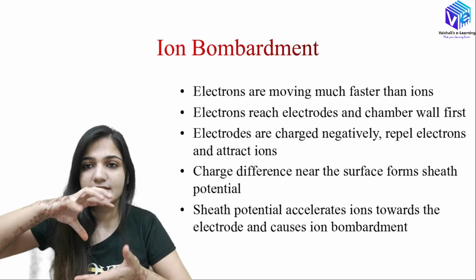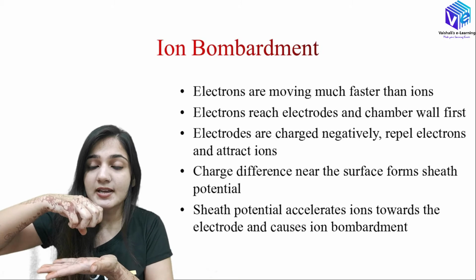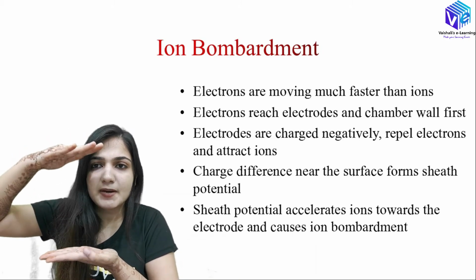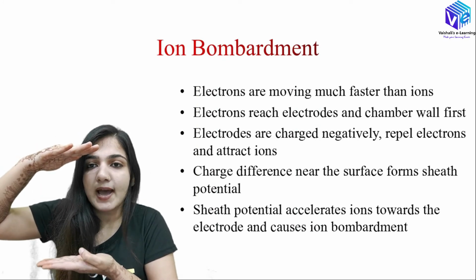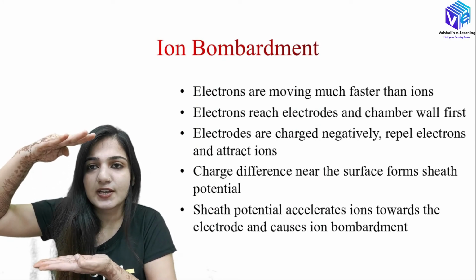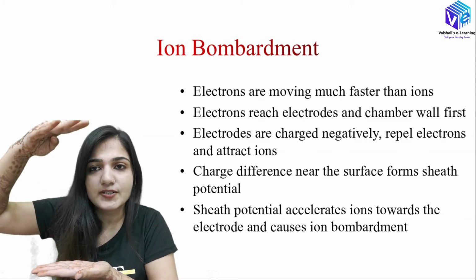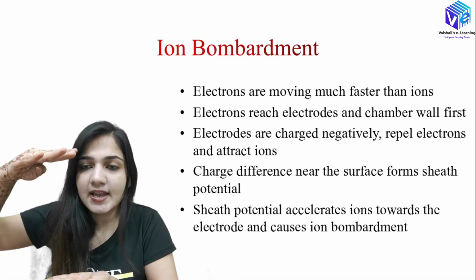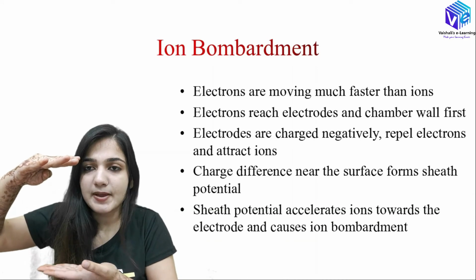Okay, so let's suppose I have ions plus electrons present, and I supply electricity here and above it, so in between I have ions plus electrons. As soon as I supply the positive and negative voltage, the electrons will move towards the positive voltage and the ions will move towards the negative voltage. But as I have already told you, the mass of electrons is very less as compared to ions.